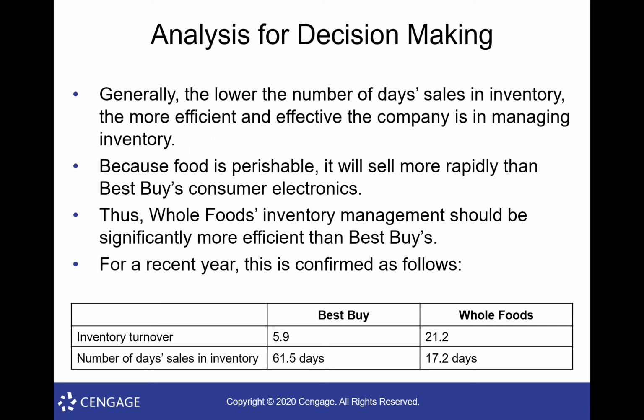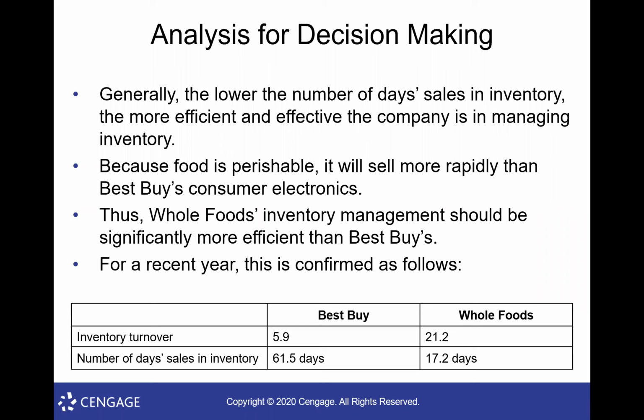What does Best Buy sell? Yeah, mostly home electronics and stuff like that, right? Computers and TVs. And Whole Foods sells food, right? So you would hope Whole Foods would have a quicker turnaround.